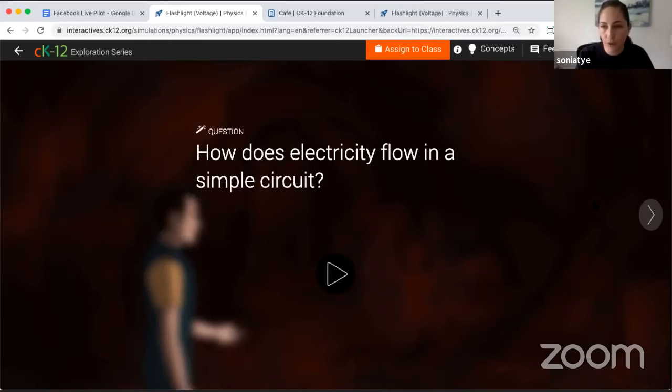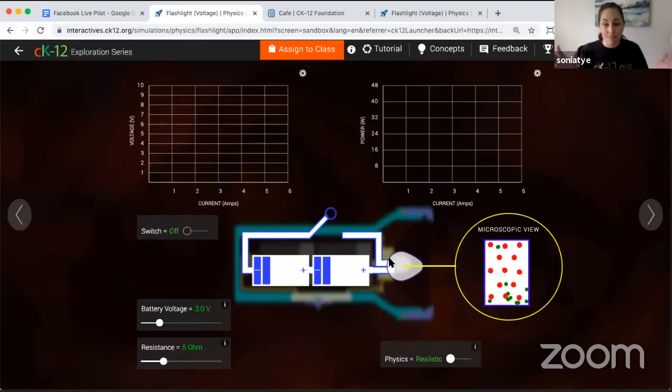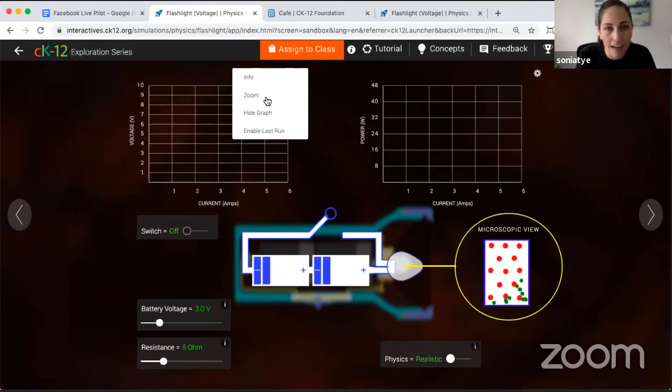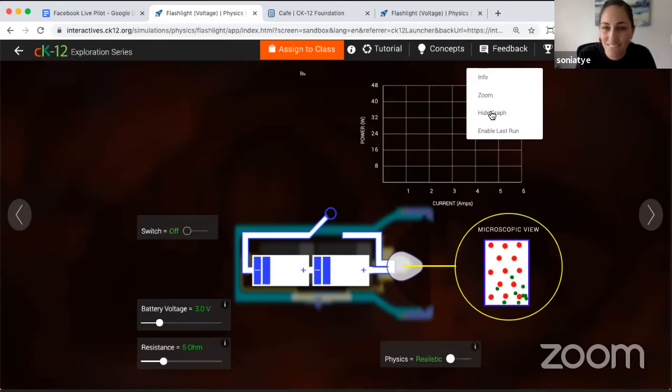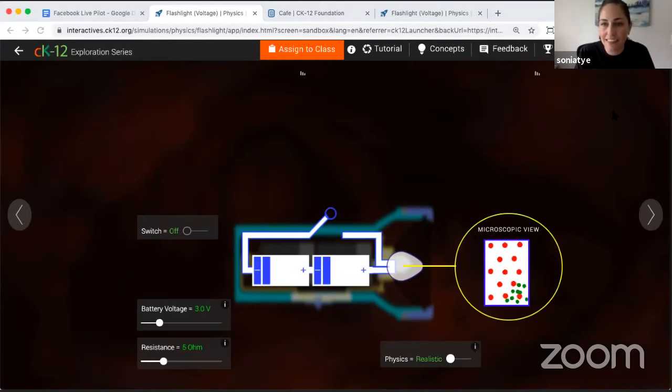So I'm going to go into what we at CK-12 call the sandbox, the simulation sandbox. And that's because it's meant for you to jump in and play around and explore and discover new things, just as a kid does in a sandbox. Now I'm gonna hide the graphs. We'll get to those later. And the cool thing you can see is this looks exactly like my flashlight at home, right?